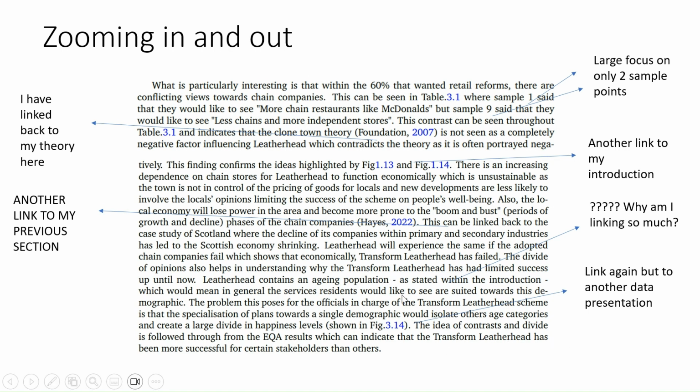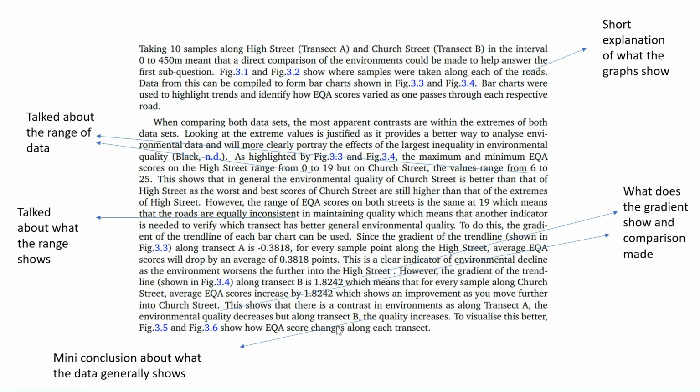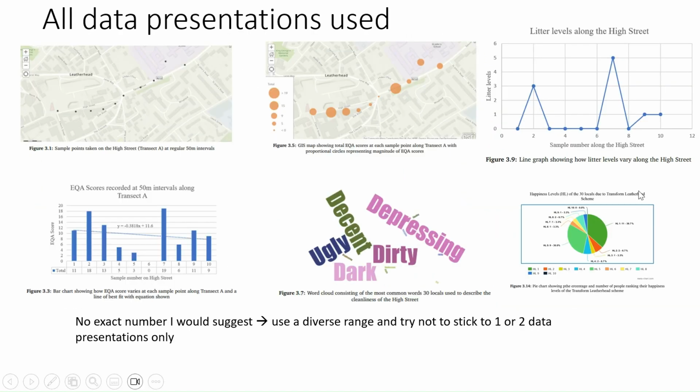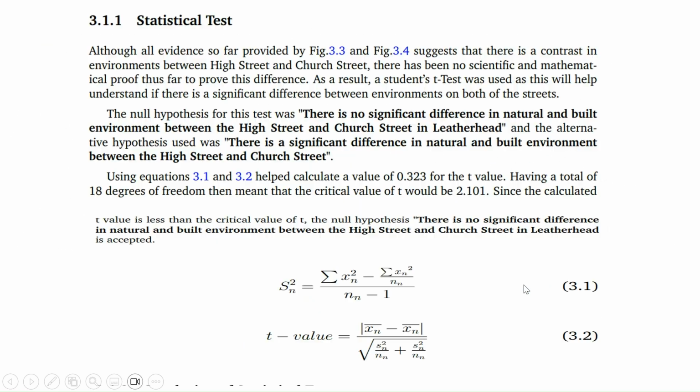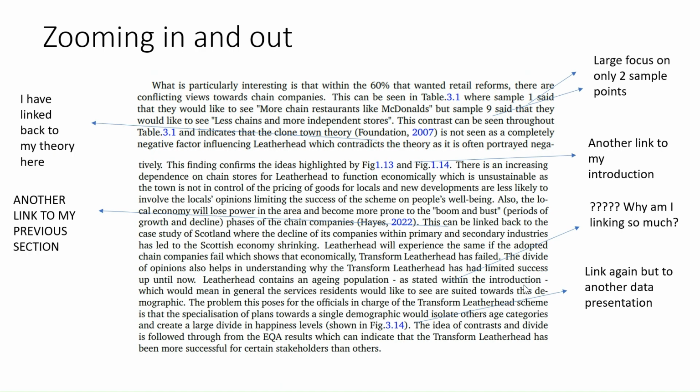And here again, the problem this poses for the officials in charge of the Transform Leatherhead scheme is that the specialization of plans towards a single demographic would isolate other age categories and create a large divide in happiness levels. For context again, let me show you the happiness level graph. I showed you this here. This is my happiness level graph. I'll also link back to other data presentations. I don't know what more I can tell you guys to link, but you need to link. Just read it through and notice how many links I've done.